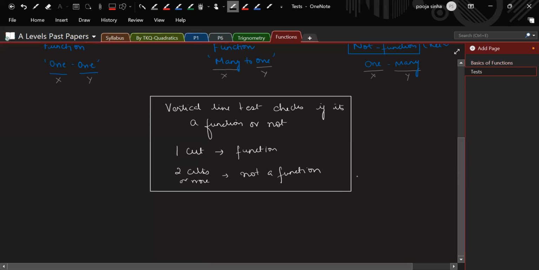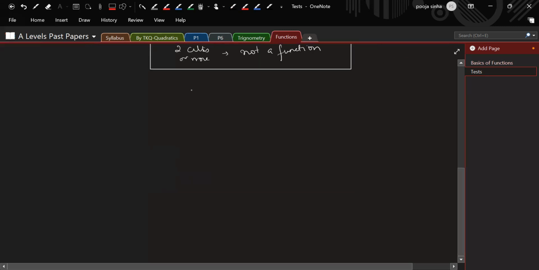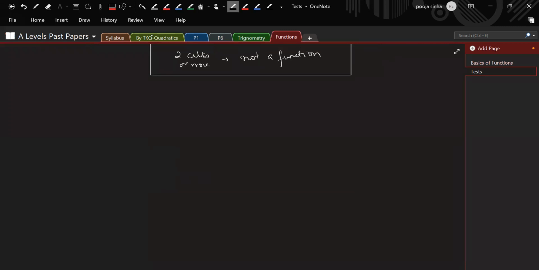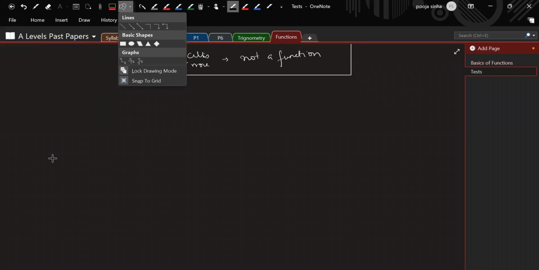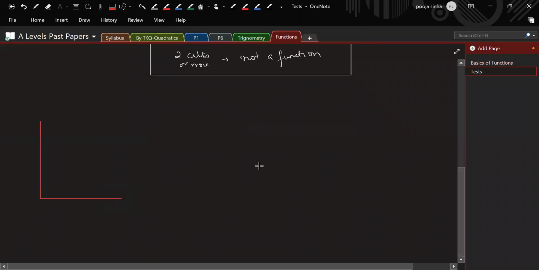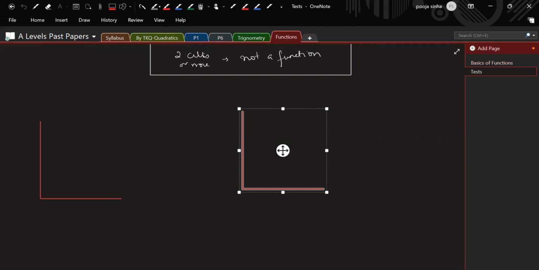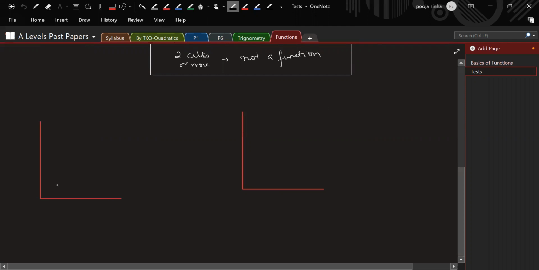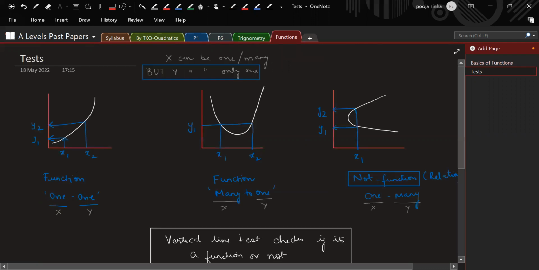Then we come to the horizontal line test. For that also, I'm going to draw something first. When you're doing a horizontal line test, what we are learning is very easy, but it has a very important use, which we will see later. I'm taking these two here. The third function I'm not drawing, because that's not a function at all, so I don't need to do a horizontal line test on it. That's why I have drawn only two of them here.